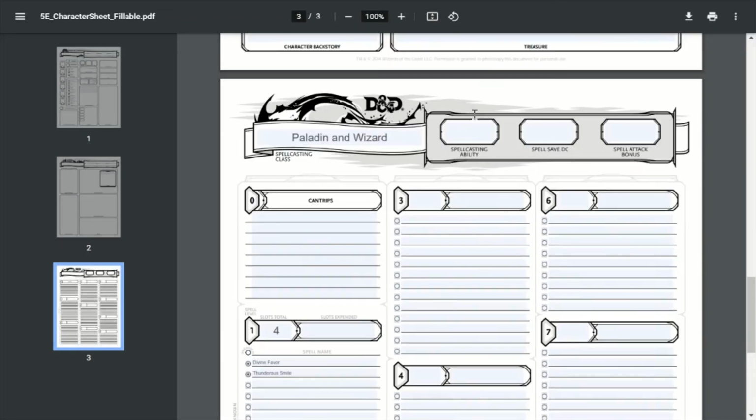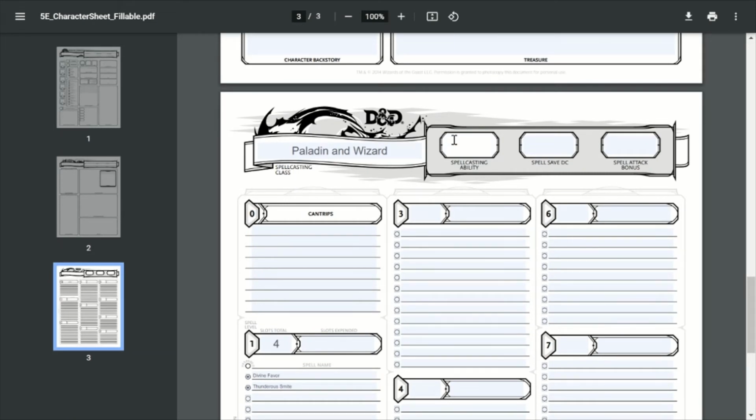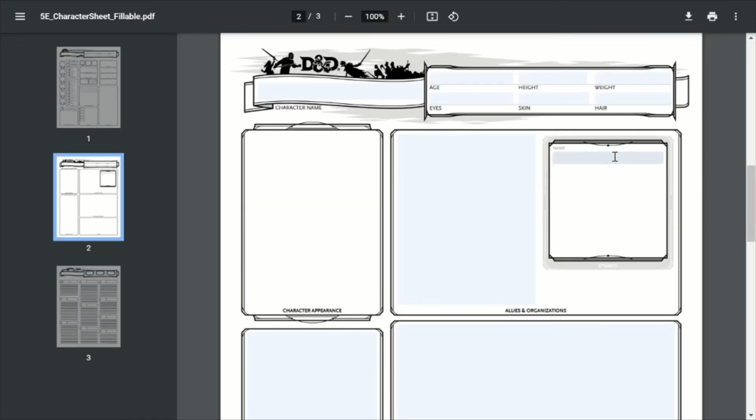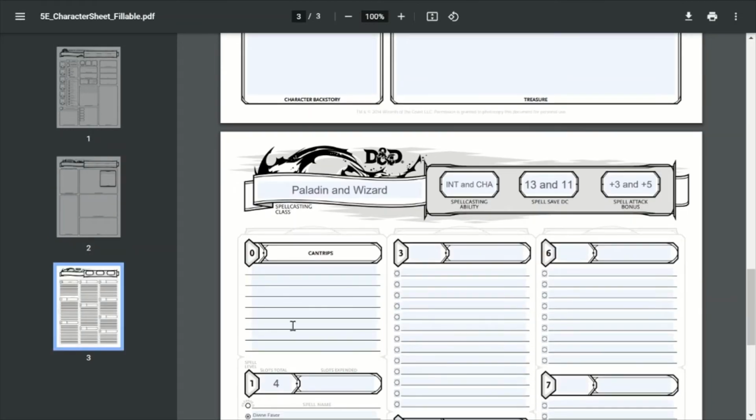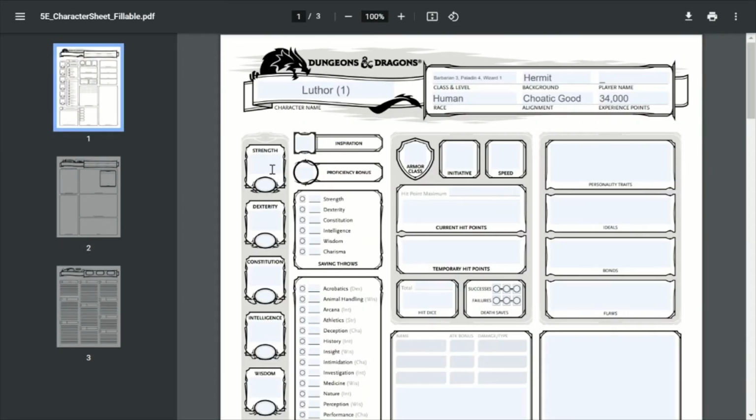So that's that. I have to write down the spellcasting abilities. So there you go for the Paladin and the Wizard. Spell save DC is 13 and 11, and the spell attack bonus is plus 3 and plus 5. So yeah, I know that that's a little bit confusing, but it's just how it is.